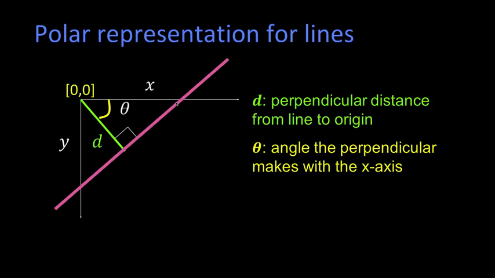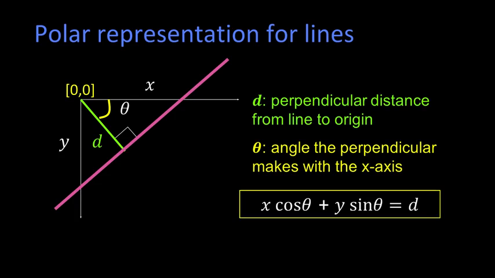In such a representation, by doing just a little bit of math, you can basically see that the dot product of any point on the line xy, dotted with the cosine theta, sine theta location of this normal, is equal to d. There's a lot of ways to do it, but basically you can show that if you formulate it this way, that x cosine theta plus y sine theta equals d.